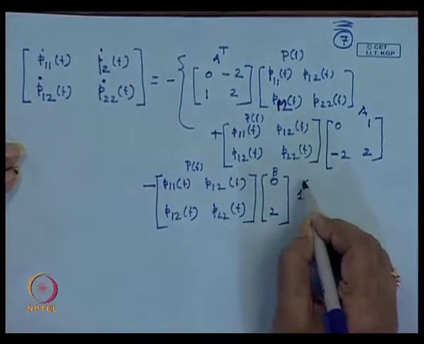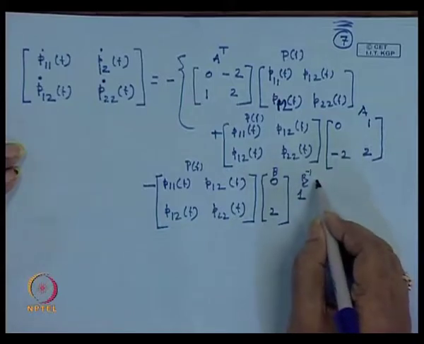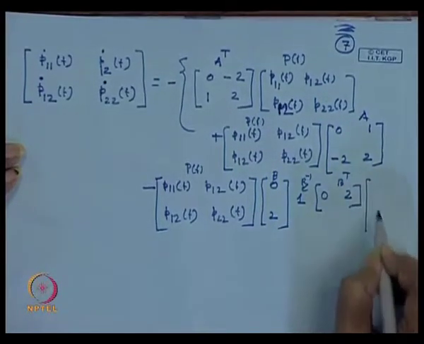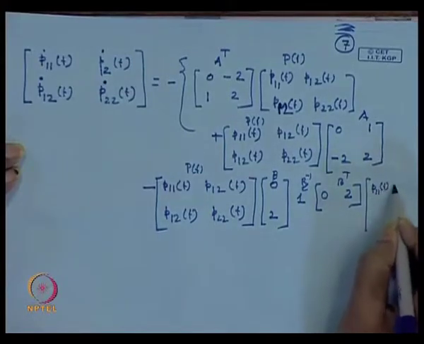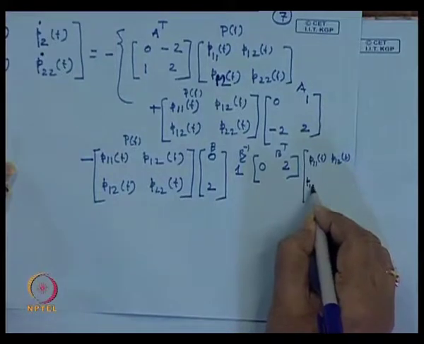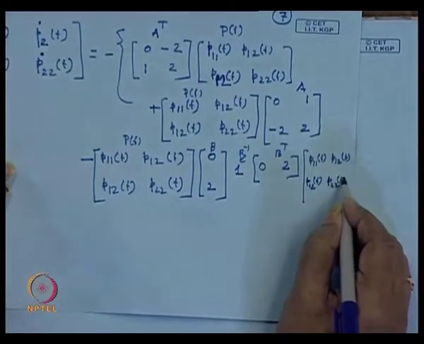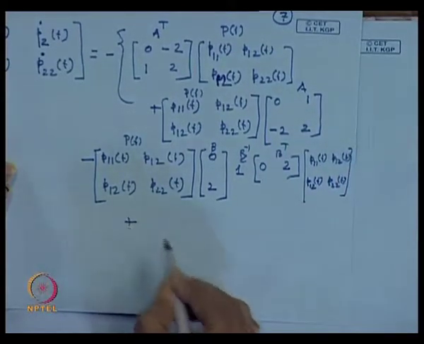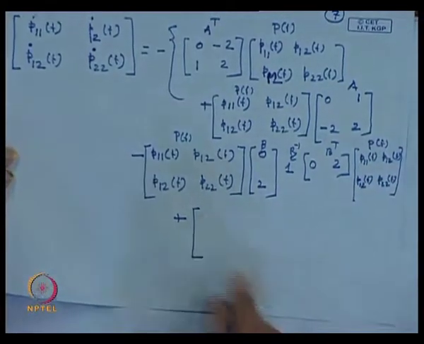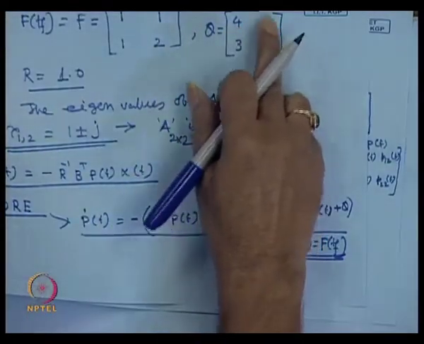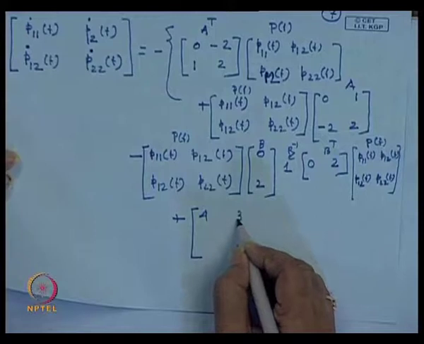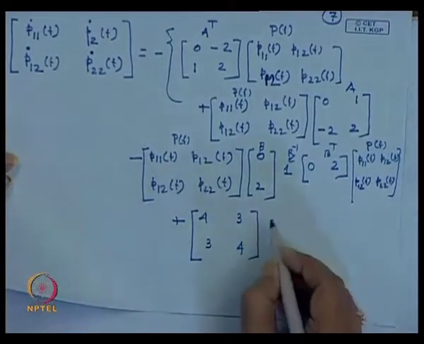This one is R inverse, then R inverse B transpose [0 2], which is B transpose, then P, and P is [P11(t) P12(t); P12(t) P22(t)], plus Q. Our Q, if you recollect, is the symmetric matrix [4 4; 3 3], then whole bracket.